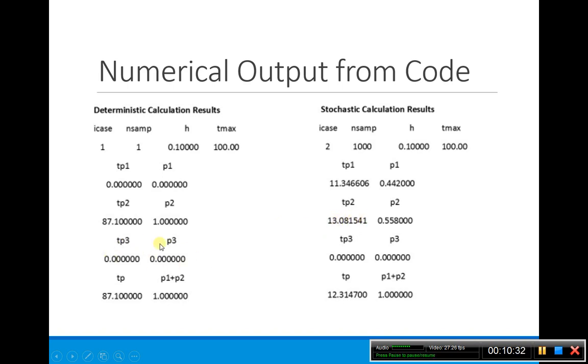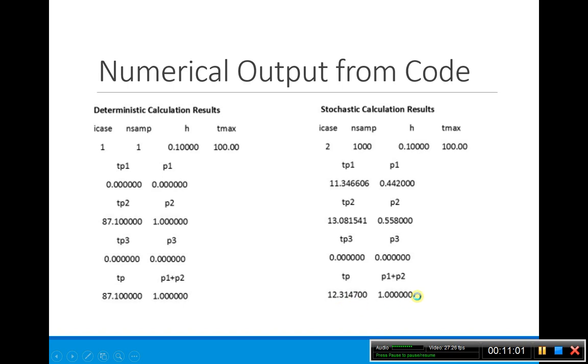Okay, so this P3 here corresponds to if both species survived. And so here, P1 plus P2 should be 1 in each case, assuming this is 0. If this is not 0, then P1 plus P2 plus P3 should be equal to 1. And then this is the average time of either one dying off.